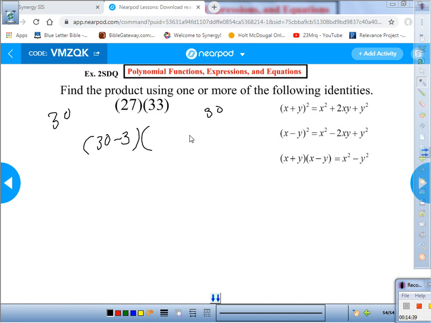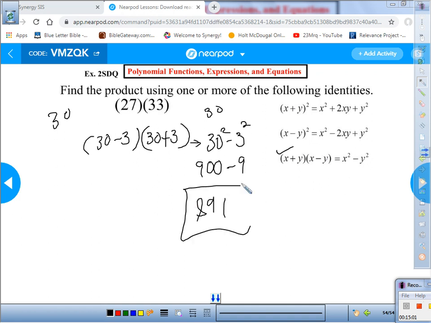30 minus 3. That is correct. How about 33? 30 plus 3. So now does this look like this? Yes. So what would we write on this side? 30 squared minus 3 squared. So this is 900 minus 9, that's 890.